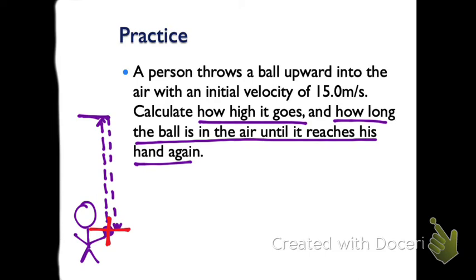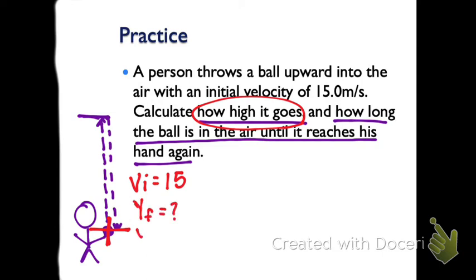So he throws the ball upward with an initial velocity of 15 meters per second. So here's my initial velocity. And is my initial velocity going to be positive or negative? Positive, right? Because he's throwing it upward. So positive velocity. The first thing we're going to calculate is how high it goes. So what variable is that going to be? How high? That's measured in meters. So what variable? Displacement, or y final. Y final is going to be my question mark. How high is it going to go?